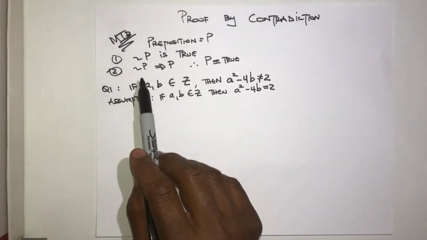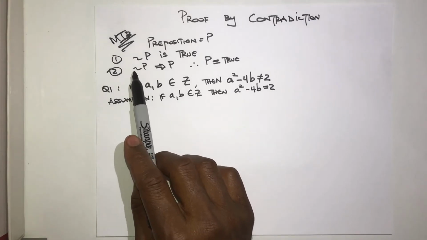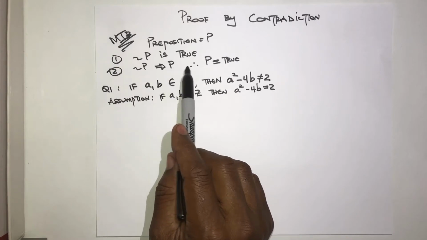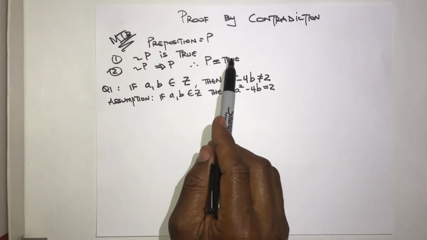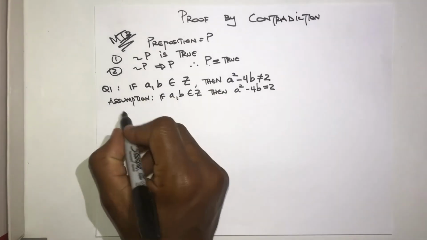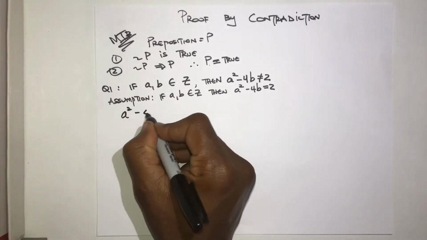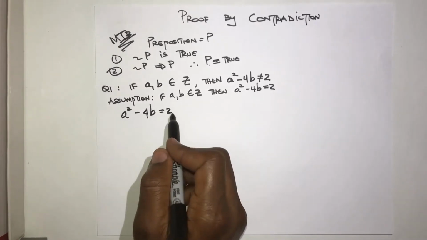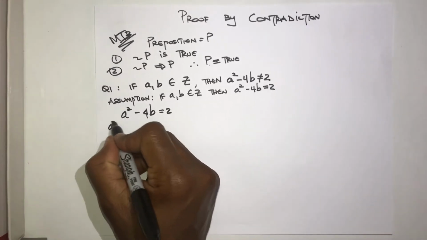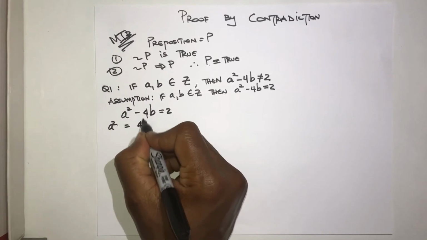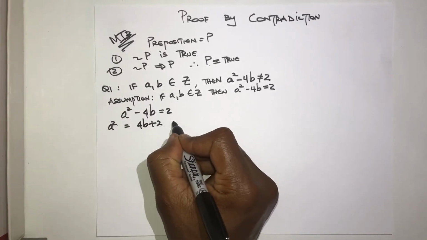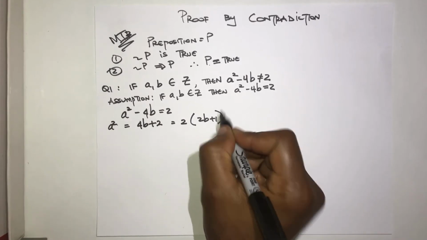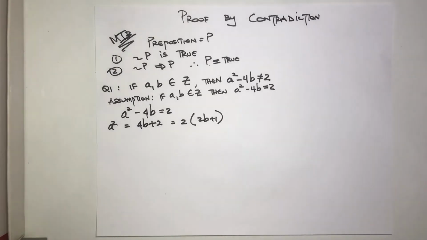The second step is to use the proof to show that the negation of the proposition implies the proposition. Therefore, the proposition itself must be true. And this is done by simply working out the question. So we assume the negation is true, so A squared minus 4B is equal to 2. A squared is equal to 4B plus 2, which is actually 2 times 2B plus 1 upon simplification.